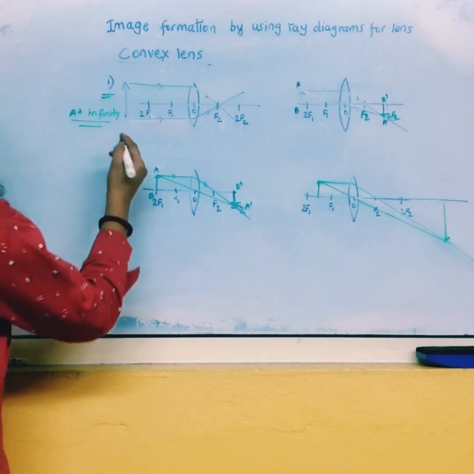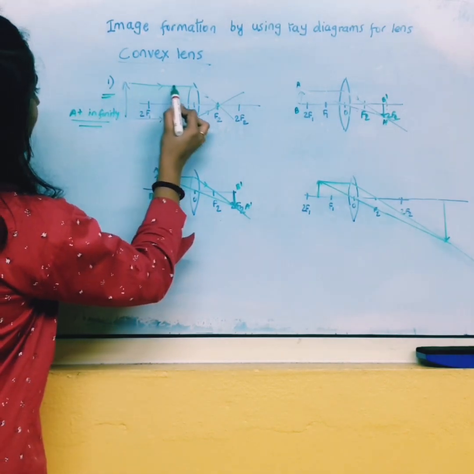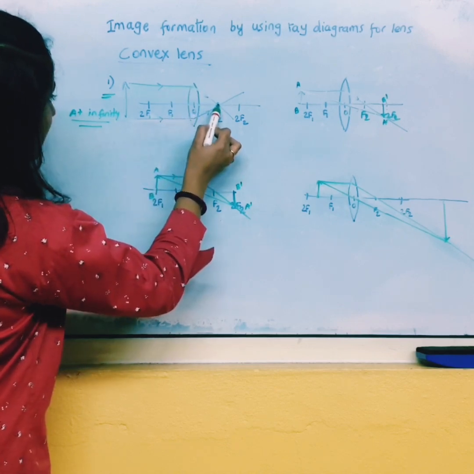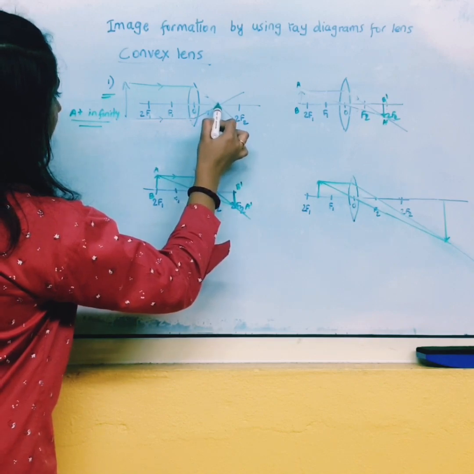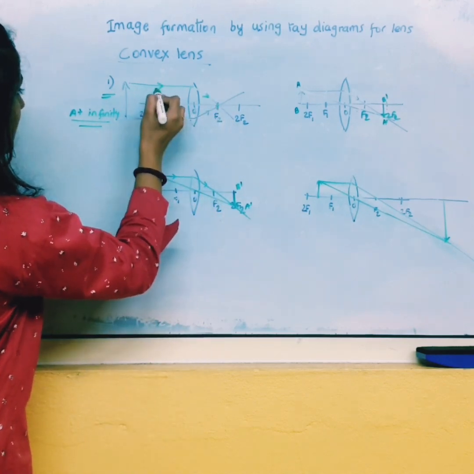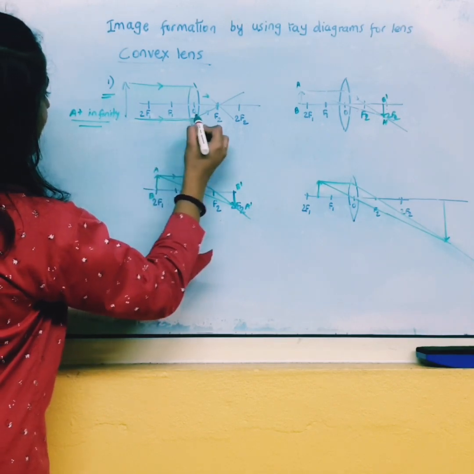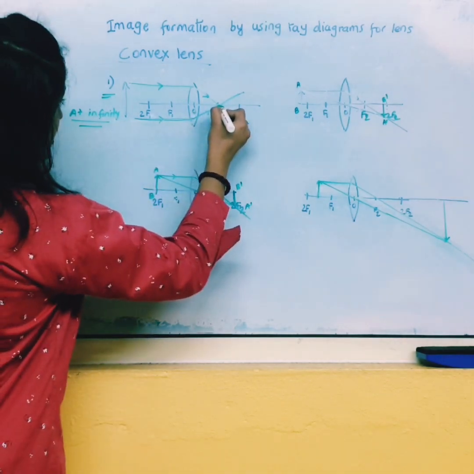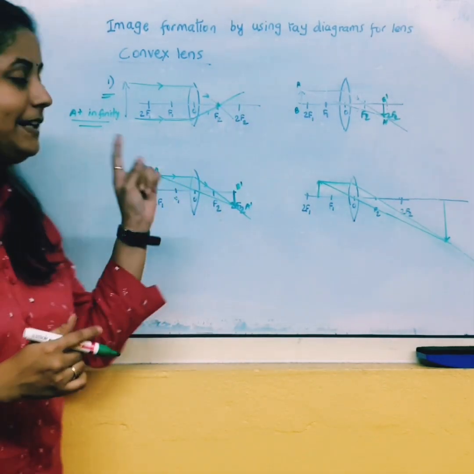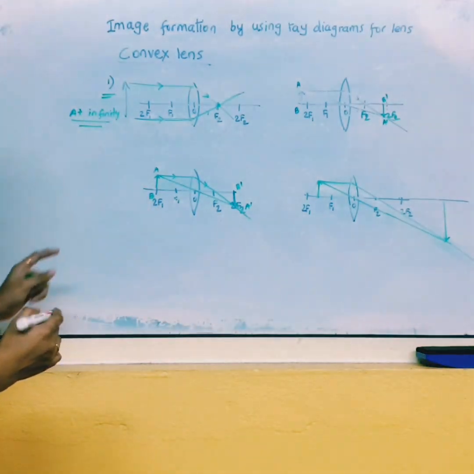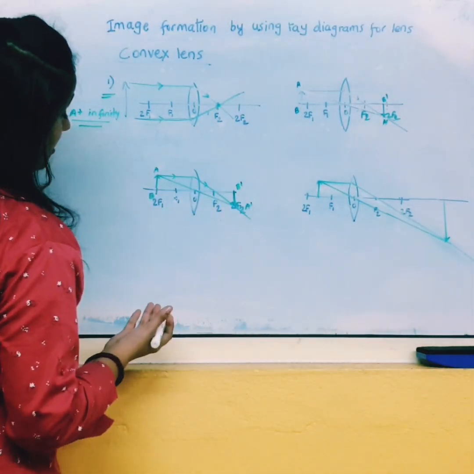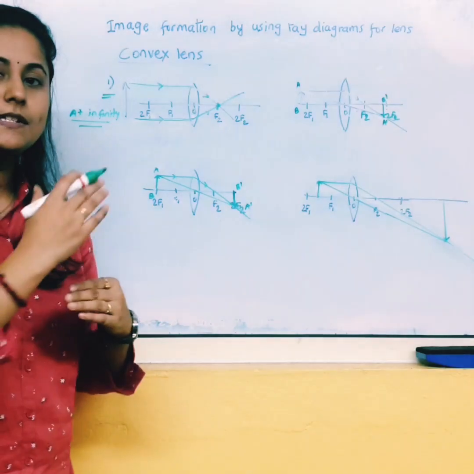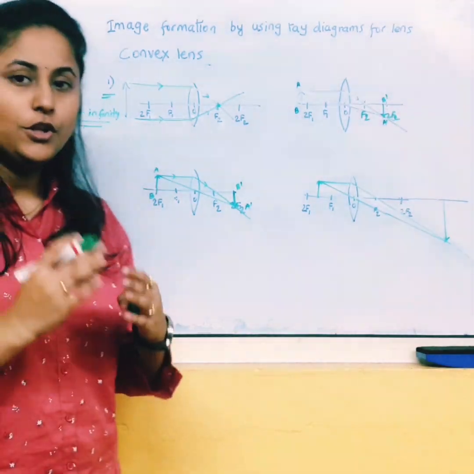First, when the object is at infinity, the first ray will come parallel to the principal axis, and after refraction it passes through the principal focus, which is shown here. The same happens with the other ray which comes parallel to the principal axis. So the position of the image is here. It is located at f2. The size of the image is point sized or highly diminished, and the type of the image here is real and inverted, because a convex lens shows the same kind of things as you see in a concave mirror.